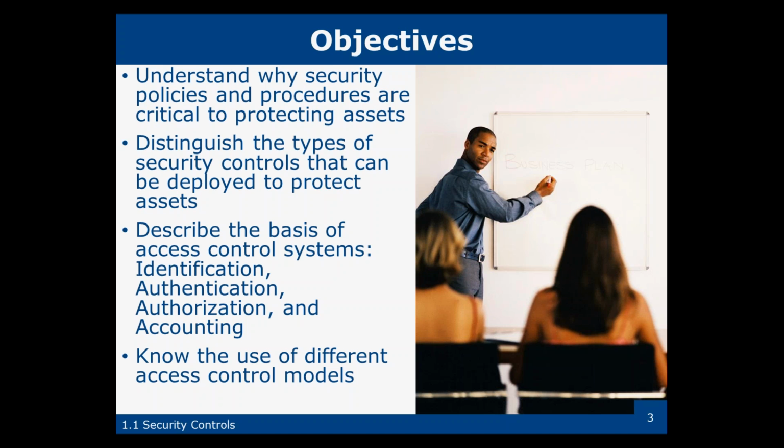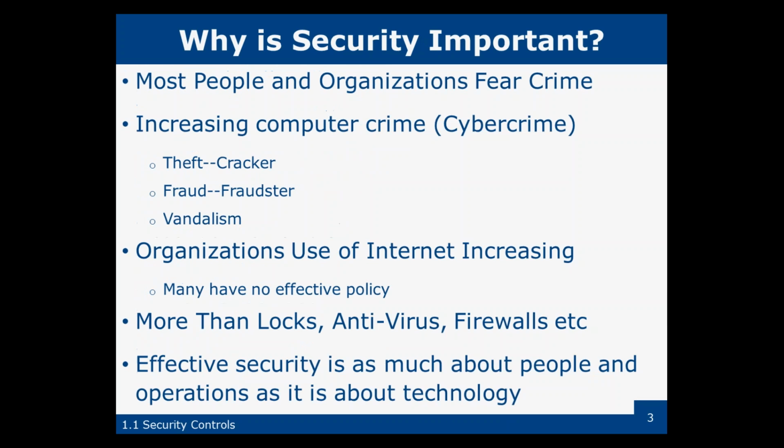Distinguish the types of security controls that can be deployed to protect assets, and that's really what we're trying to do in this thing, the security thing, is to protect assets, and there are lots of different assets that we need to protect. And you have to be reasonable about it, because you don't want to spend $10,000 to protect a $50 item, for instance. Describe the basis of access control systems: identification, authentication, authorization, and accounting, and based on a lot of the background that you guys already have, you know where a lot of that's coming from. And know the use of different access control models.